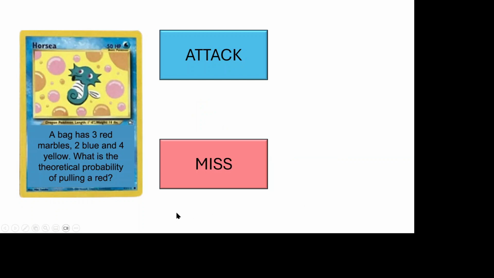Next, a bag has 3 red marbles, 2 blue, and 4 yellow. What's the theoretical probability of pulling a red? So this is straightforward. We have 3 red, and there are how many items or marbles in particular? 3 plus 2 plus 4 is 9. So 3/9, which is 1/3 when simplified.